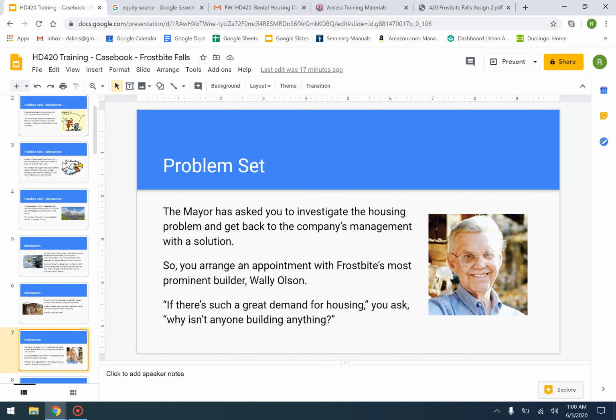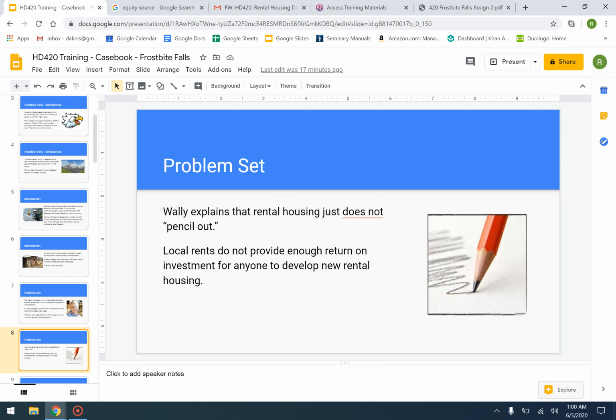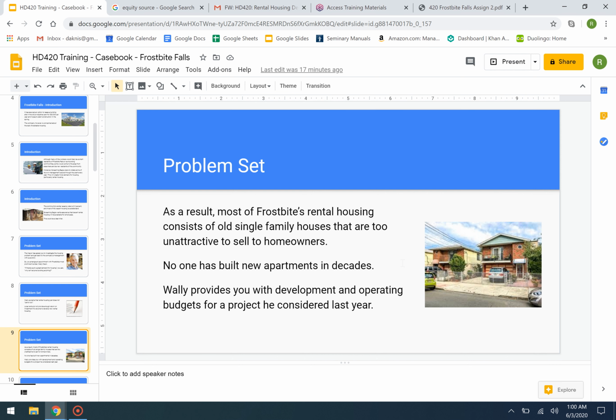So you're contacted by the mayor, who wants you to go and talk to Wally Olson, trying to figure out what the problem is and why things aren't working. Wally explains that rental housing just, quote, does not pencil out, unquote. Local rents do not provide enough return on investment for anyone to develop new rental housing. As a result, you got a bunch of houses that are not worthwhile.